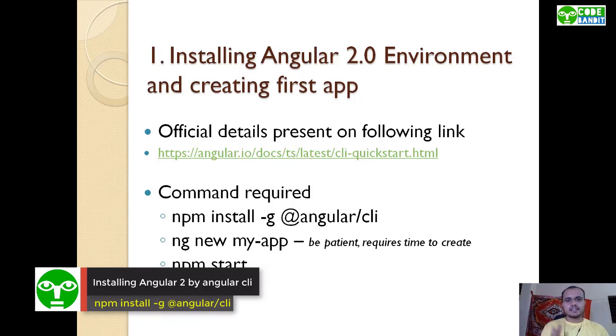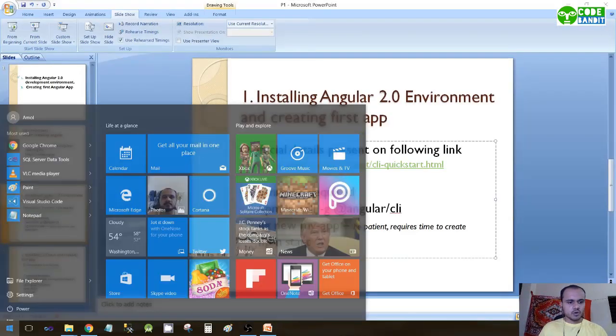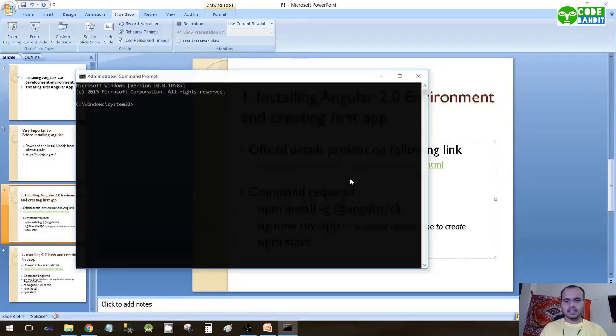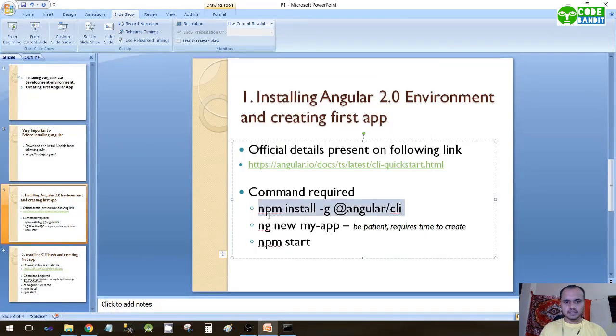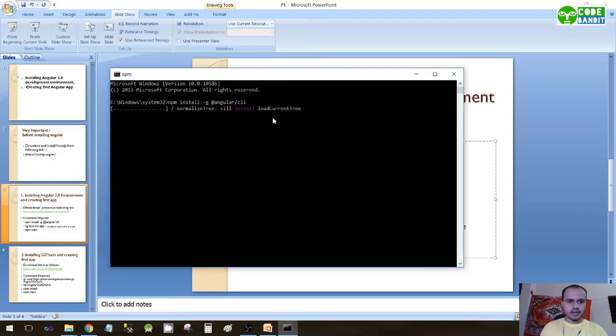Now, let us begin the installation of the Angular environment globally. That is the first approach. For this, we need to use this command: npm install -g @angular/cli. So I'll just open the command prompt and run it as administrator. Click yes. Okay. Now I'll copy and paste this command here. Okay.